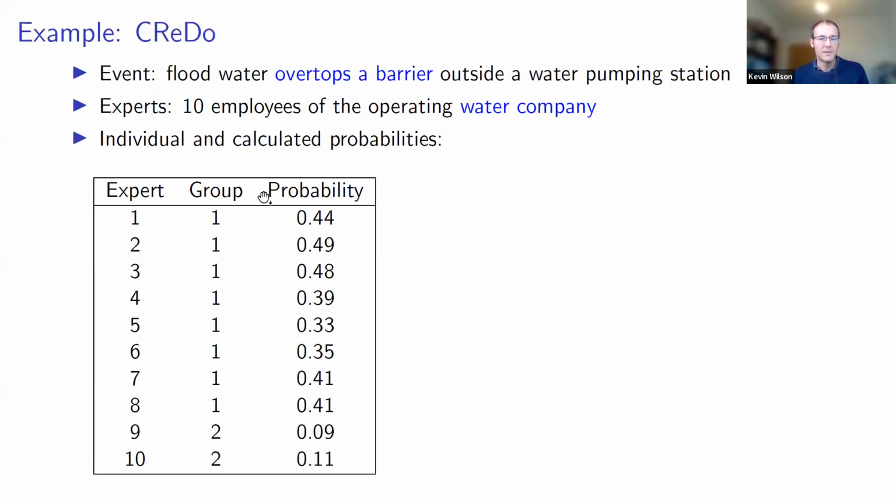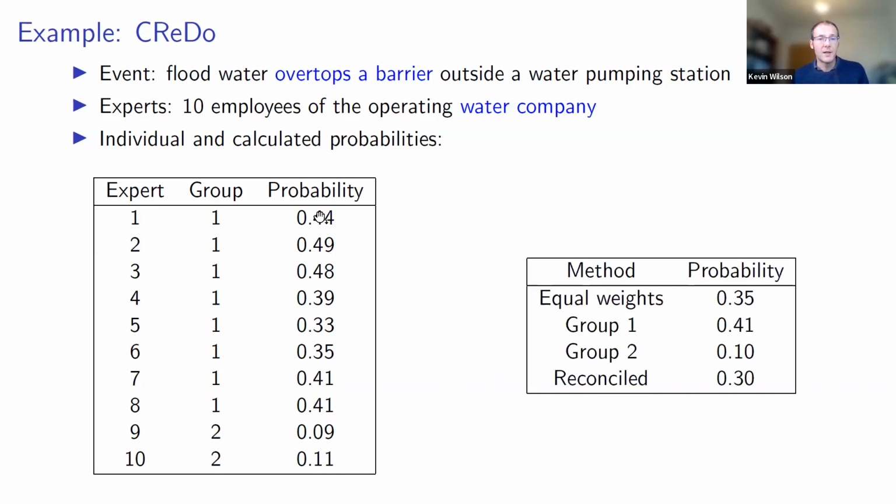Here are the 10. These are the probabilities that they gave. And based on their rationales, we've grouped them into groups 1 and 2, because these 8 experts here used similar rationales to come to their probability judgments, whereas these 2 experts used different rationales. So they used the same as each other, but different from everyone else. What you can see is that the experts in group 1 gave consistently, much higher probabilities to the event than experts in group 2.